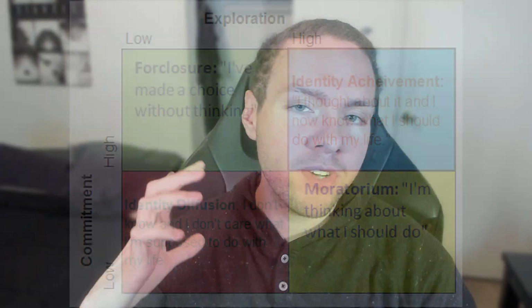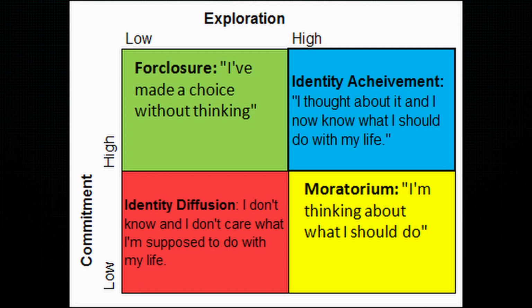So the core theory functions on the premise that there are two axes related to identity development, which are going to be commitment and exploration. And you can be low or high in commitment as well as low or high in exploration. And this is going to create 4 distinct stages of identity. So let's start with the low stages first. The low stages are going to be low commitment and low exploration. This is going to be identity diffusion.